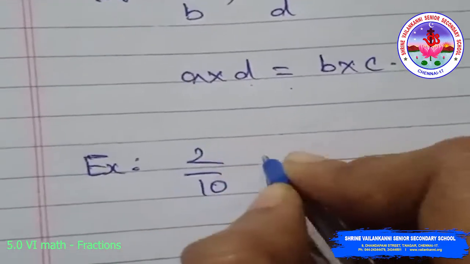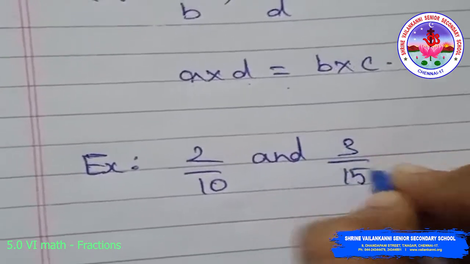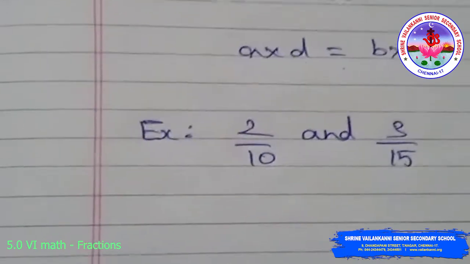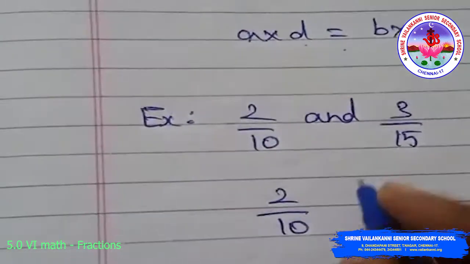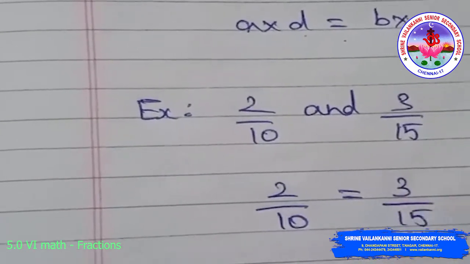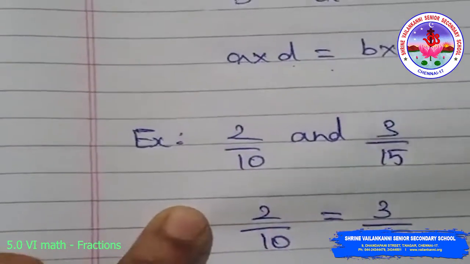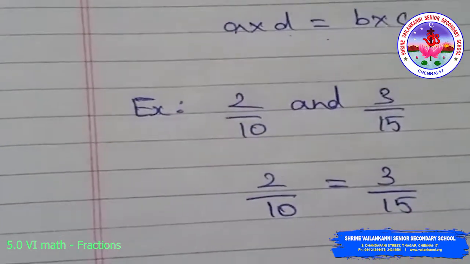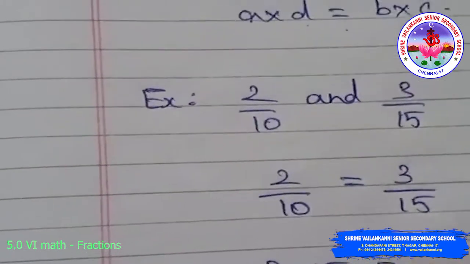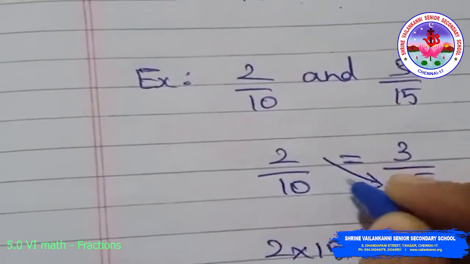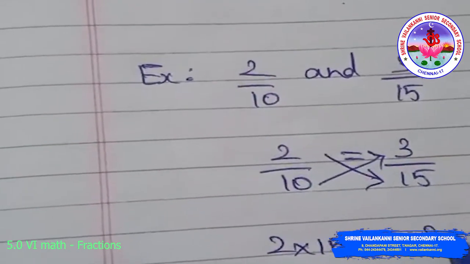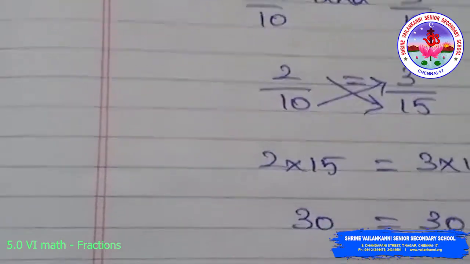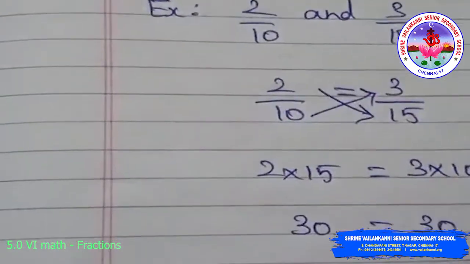2 by 10 and 3 by 15. So, 2 by 10 and 3 by 15. 2 by 10 is equal to 3 by 15. Now, you can use the cross multiplication of the first numerator and the denominator of the other fraction. So, 2 into 15 is equal to 3 into 10. 15 into 2, that is 30, is equal to 30. So, these two fractions are equivalent.